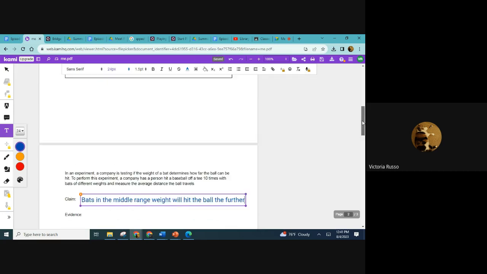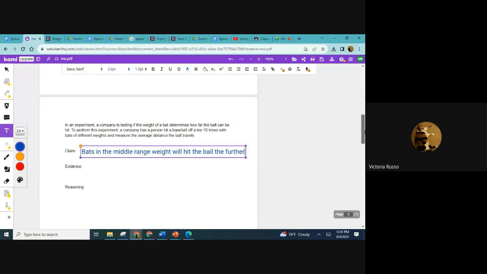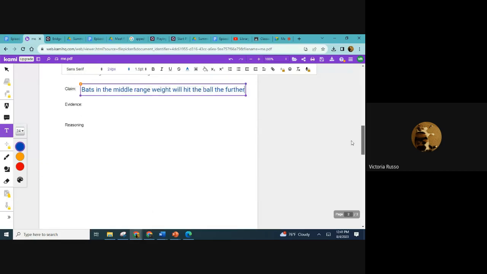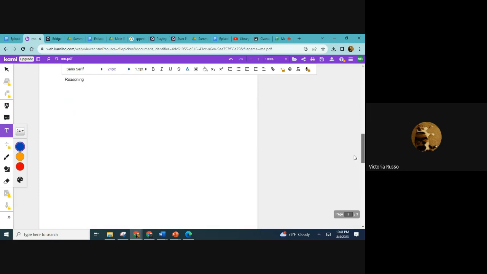Now, your evidence, if we go back up to the top, your evidence is what you saw in the data or what you observed that lets you make that claim. And when you're giving evidence, you want to give numbers. Okay. So what I would say here is evidence, usually data in the form of numbers. The lowest weight bat hit the ball, and we're going to go down and give the actual number, 200 feet.